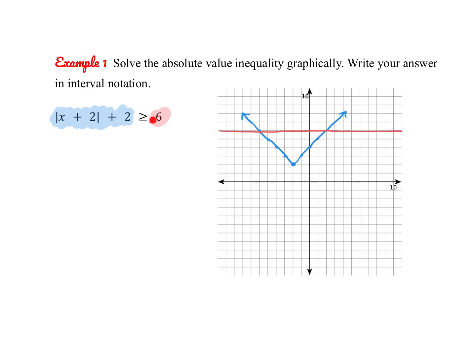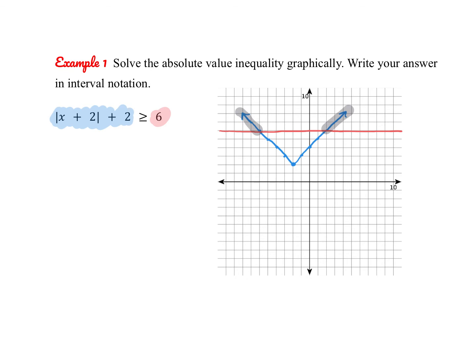Now, if this were an equation, we would find the points of intersection, and our answer would be the x values of those points. But this is an inequality. So I'm wondering, where is this blue portion of our graph greater than or equal to the red portion of our graph? So essentially, where is the blue above or equal to the red? You can see that that's happening in two different regions, here and here. So those two regions are going to be our answer.